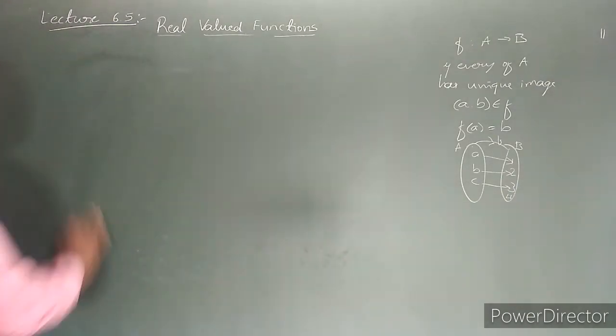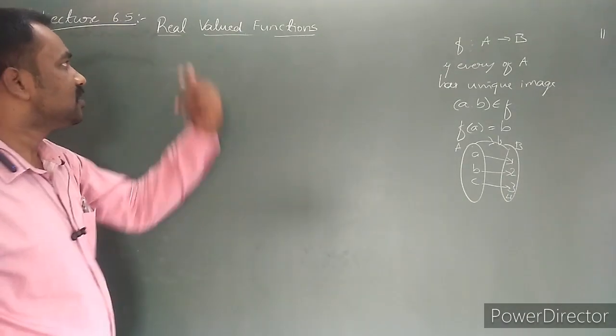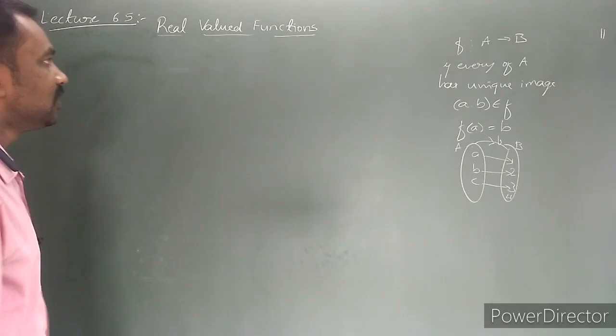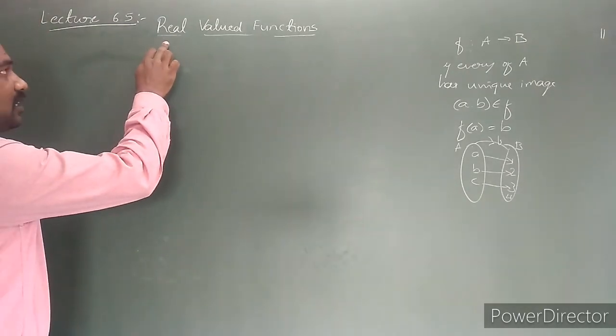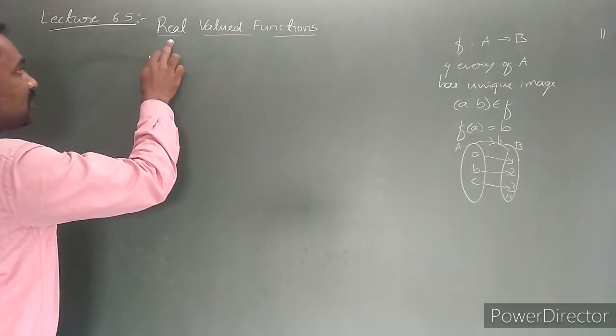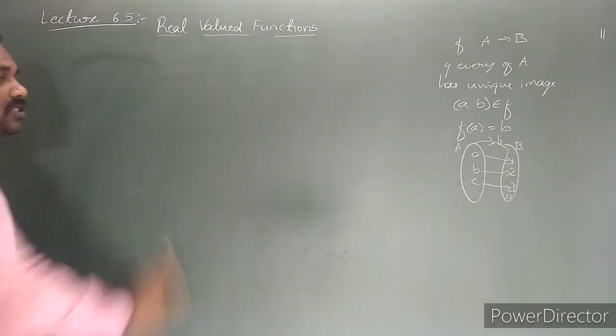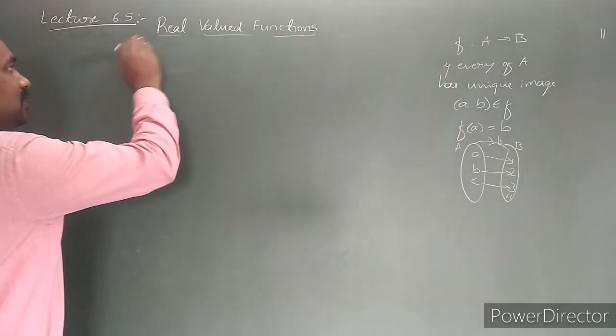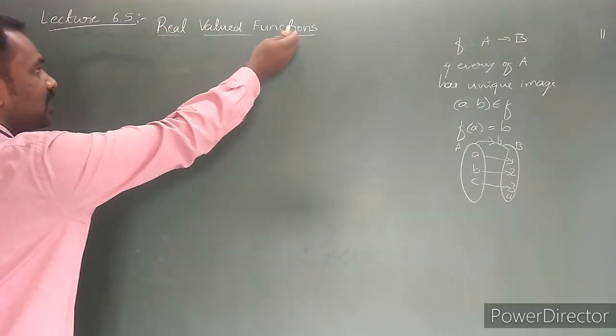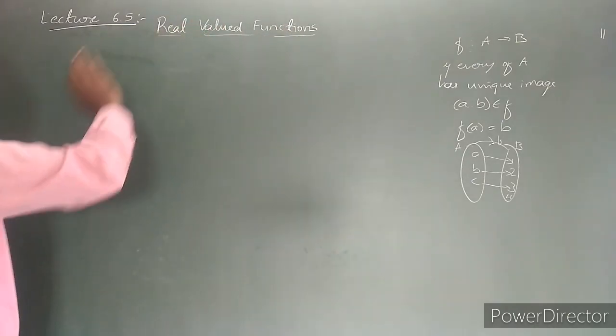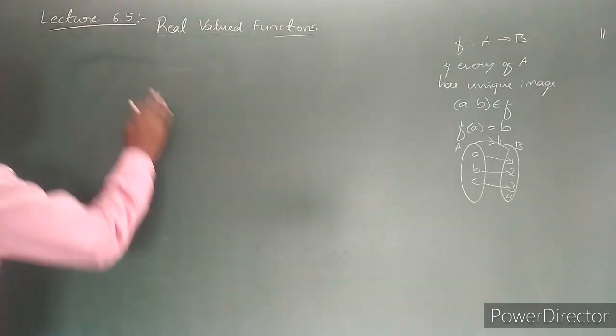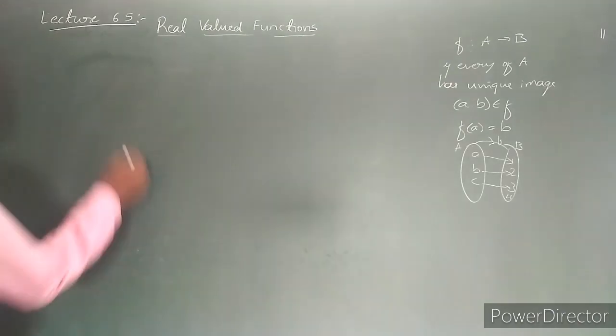Anyway, the next thing in functions is the real valued function. The word itself tells that for a real valued function, the function value is real. That means the function gives values that are real numbers. Such a function is said to be a real valued function.